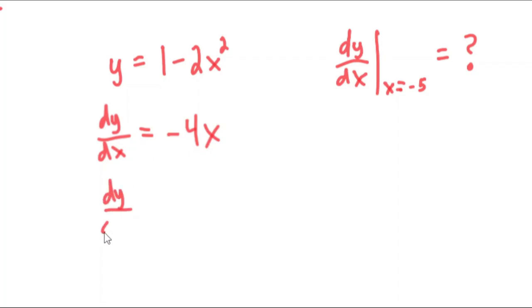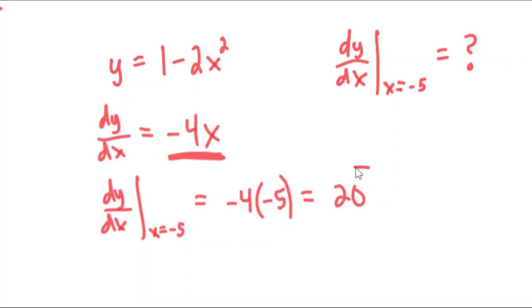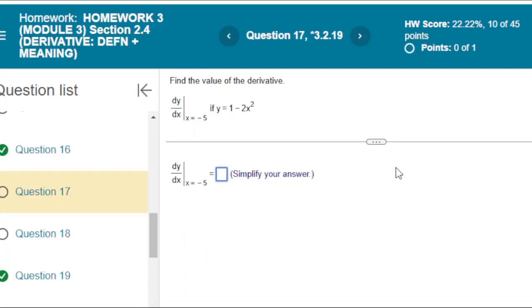What's dy dx evaluated at x equals -5? Well, what we need to do is take the formula that we just found and plug in -5. So we get -4 times -5, and that's +20. That tells us the slope of the tangent line of this curve, 1 minus 2x squared, when we're at x equals -5 is 20. So the value of the derivative here is 20.